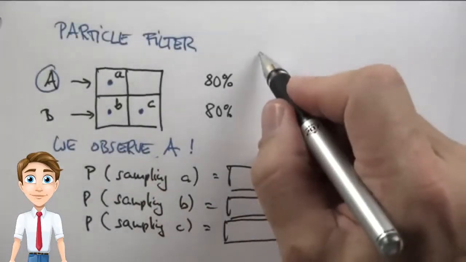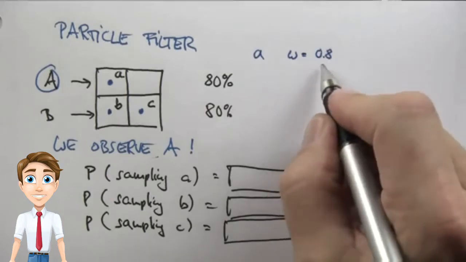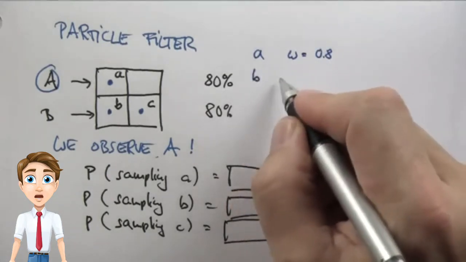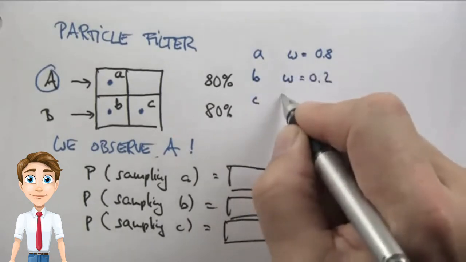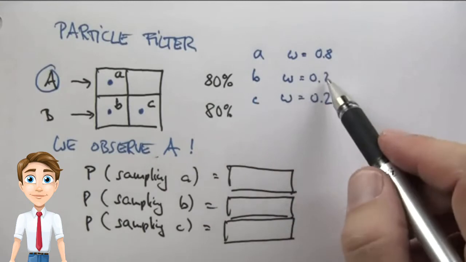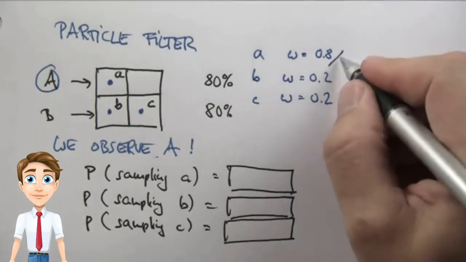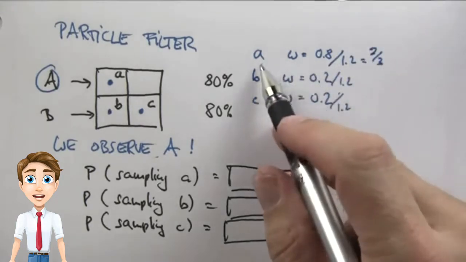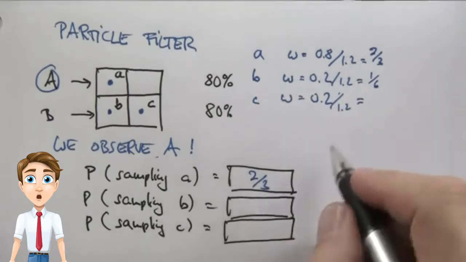The particle a will get an importance weight of 0.8, non-normalized. You have to normalize in a second. Particle b will get an importance weight of 0.2, same for particle c. If we add those together, we get 1.2. Therefore, we have to divide everything by 1.2, which gives us 2/3 for the probability of sampling a, and 1/6 each for b or c.